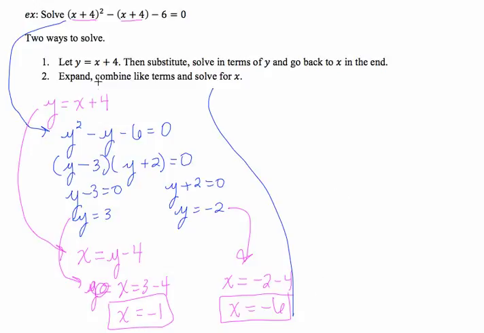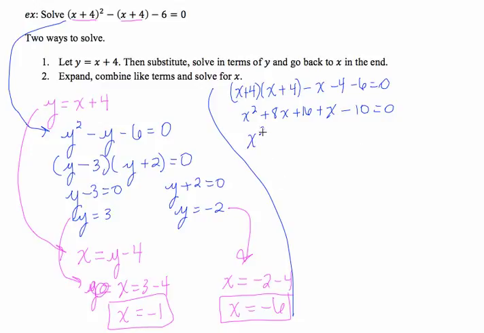The other way would be to do, like I said, expand, combine like terms, and solve for x. So you could also FOIL this thing out, x plus 4 times x plus 4. And I'm going to distribute that negative, x minus 4 minus 6 equals 0. FOILing gives me x squared plus 8x plus 16 plus x. These two terms combine to minus 10.